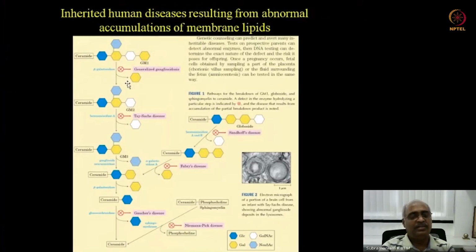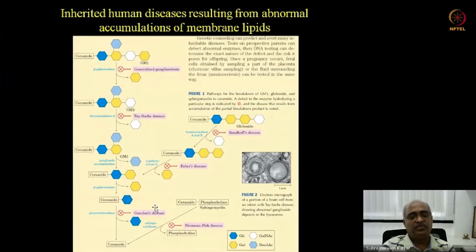And if this enzyme is not present, suppose someone has a genetic mutation and as a result they do not produce this enzyme, then they cannot hydrolyze this. And that leads to a disease called generalized gangliosidosis. And similarly, in another pathway, the next step actually, you have Tay-Sachs disease and so on. At each step, if that particular enzyme is mutated, you have a particular disease because of the failure to metabolize these molecules.